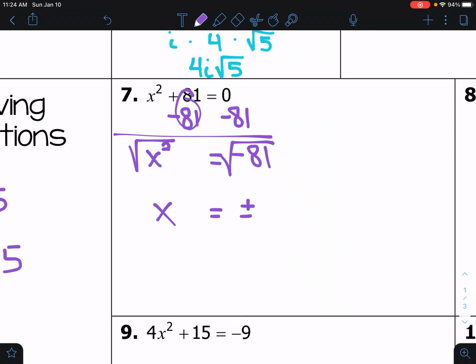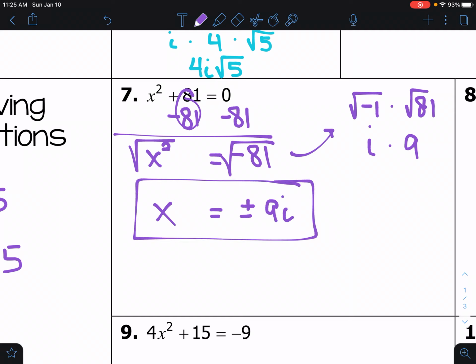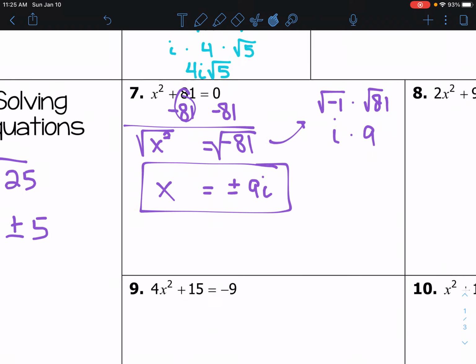You can break this apart as that, right? And this is i, and this is 9. So this is going to be plus or minus 9i. And this would be my answer. That's how those work out.